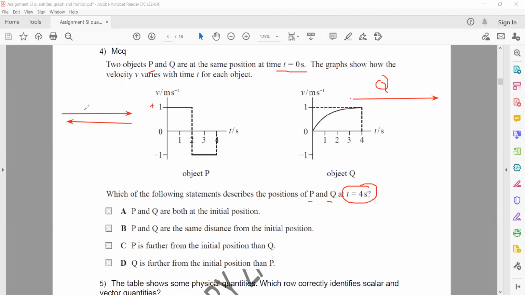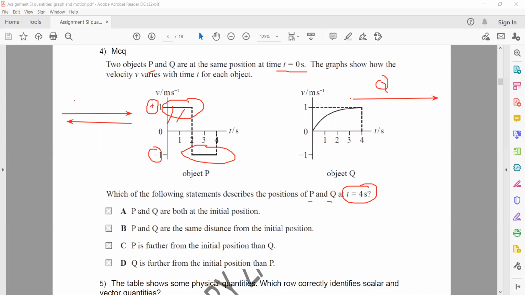But for P, it moves towards the right and then it moves towards the left, because the direction of the velocity changes. And how we work it out: it is +1 and then it is -1, and it returned back to the same initial position, because the area under the graph for moving towards the right and towards the left is the same.